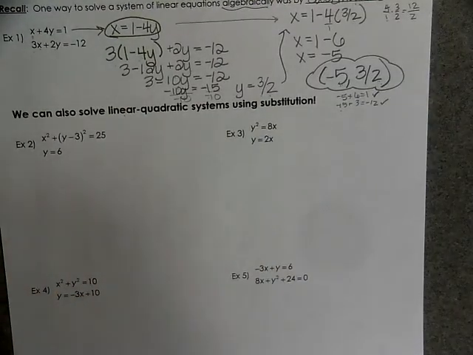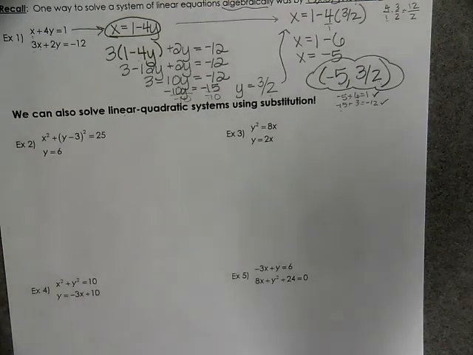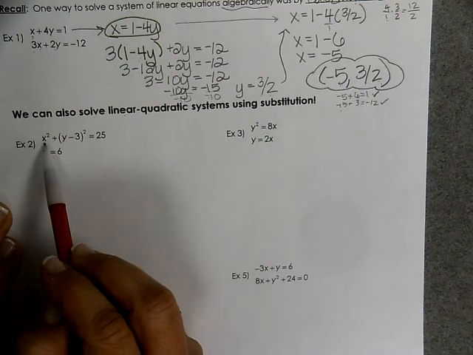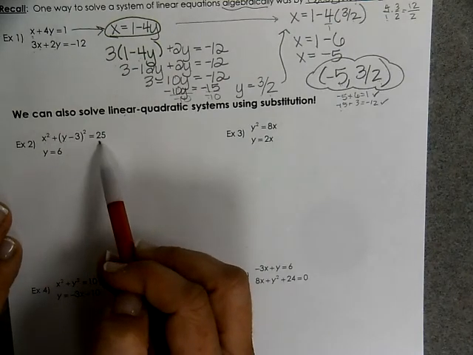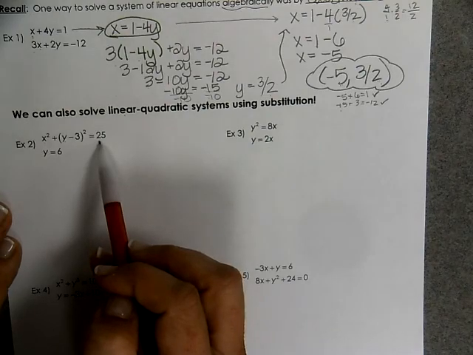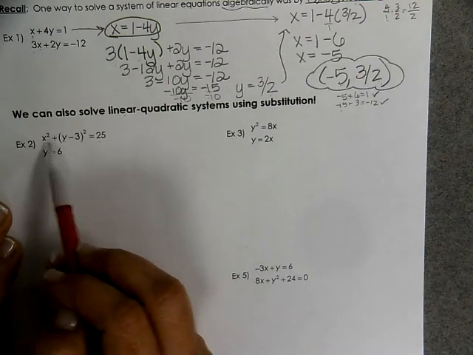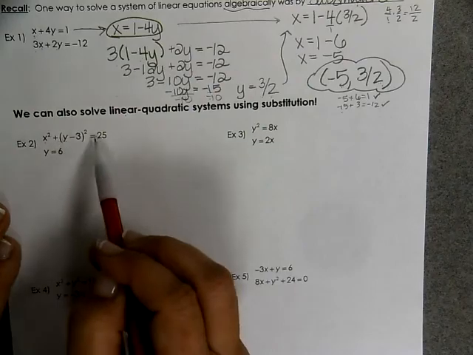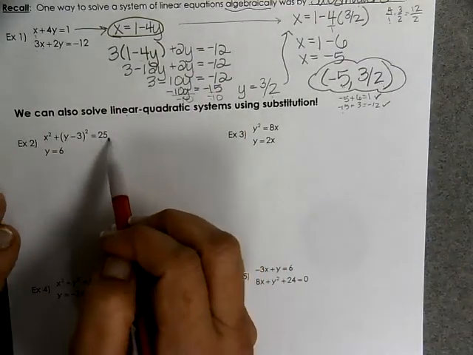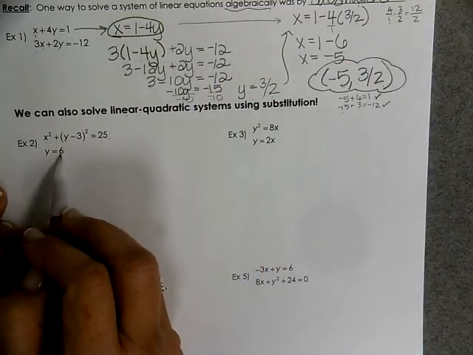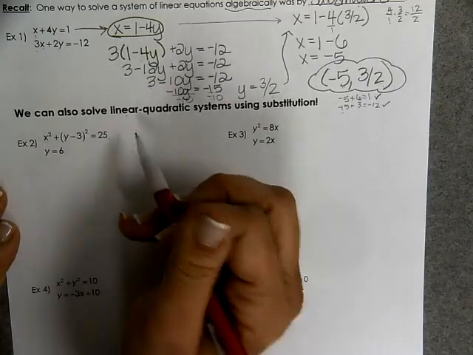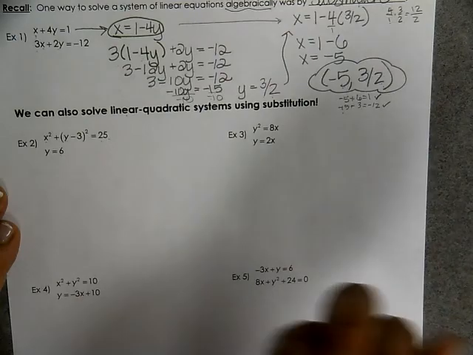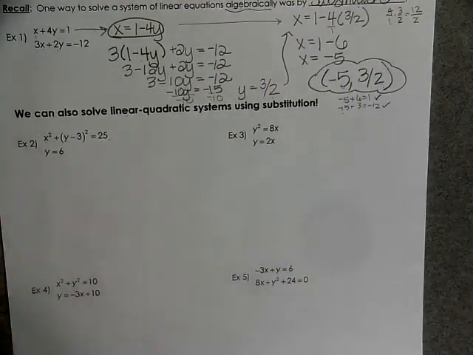So that means one will be linear, but one is going to be a quadratic. Well, let's start with something that's pretty basic. We have x squared plus (y minus 3) squared equals 25. What type of shape would that be? Well, since both x and y are squared, we're adding, that looks like a circle. And then we have this y equals 6. And we discussed that linear quadratic systems can have 0, 1, or 2 solutions. So let's see how many solutions this one has.